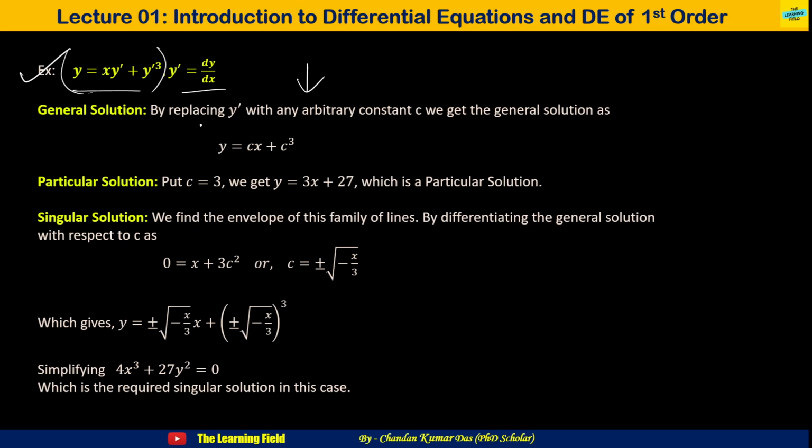By replacing y dash with an arbitrary constant, you will get the general solution. This is a special type of differential equation. So the solution we can write in the form y equal to cx plus c cubed, by just putting y dash equal to c.